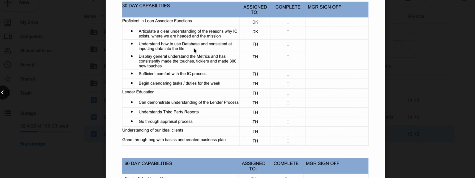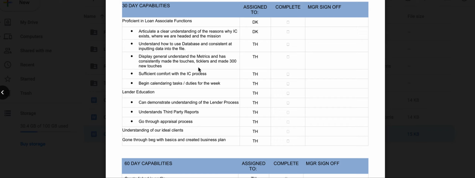The third thing is to display a general understanding of the metrics. You're going to have your own metrics that we will be monitoring, and that you consistently made the touches. Remember, we're going to talk in a lot of other videos on touches, that you're making outbound networking touches, ticklers, so these are follow-ups that you have, and have made at least 300 touches in the first 30 days. That'll be really important for you to maintain employment there.